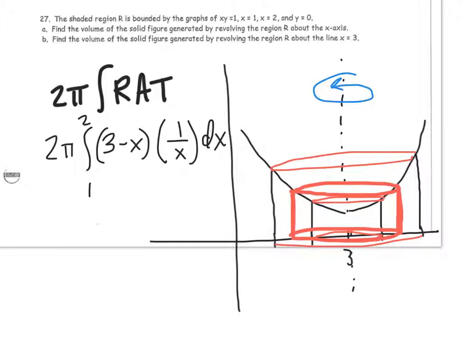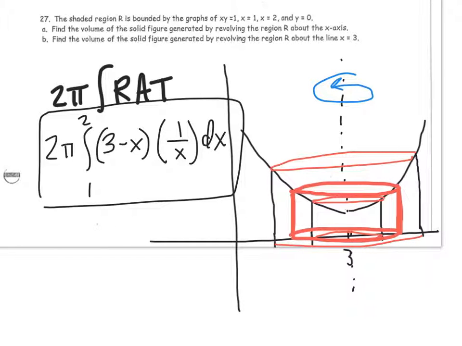So that can be a little confusing. Take a look at that, see if that kind of makes sense to you. That's where that volume function should be.